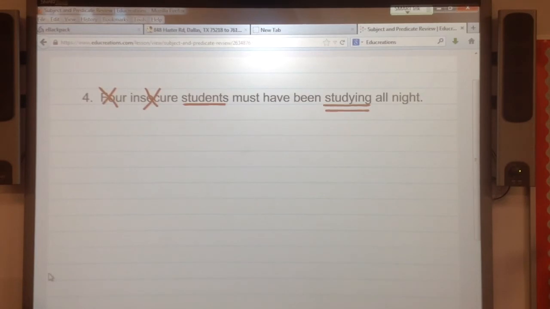And they must have been studying. And I know those words. Those are three of the helping verbs I've memorized. And we see now that we have students as our subject and must have been studying as our predicate, because we didn't forget, did we, that helping verbs are always part of the simple predicate.